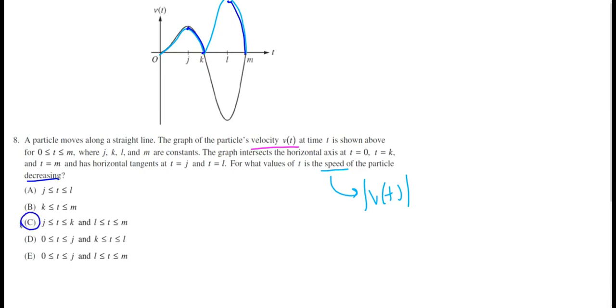Another way is to look at the original and say, okay, for speed to be decreasing, velocity and acceleration have to have opposite signs. So the given graph is velocity. So velocity needs to be positive, and acceleration, the slope, needs to be negative. So the given graph would be positive and decreasing. Or the opposite, the given graph, the original graph, would need to be negative and increasing. So a couple ways to think about it there.